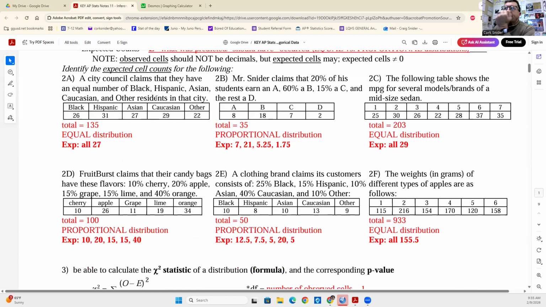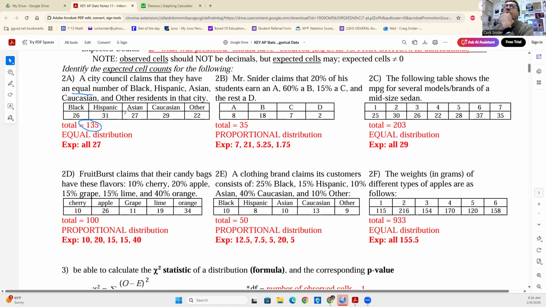So here we go. A city council in 2A claims that they have an equal number of Black, Hispanic, Asian, Caucasian, other residents in the city, the same amount. So this is like an equal distribution. So if you take a total of these 26, 31, 27, 29, and 22, that adds to, as you can see, 135. If it's an equal distribution, like I said, equal, you take 135 and divide by the number of categories.